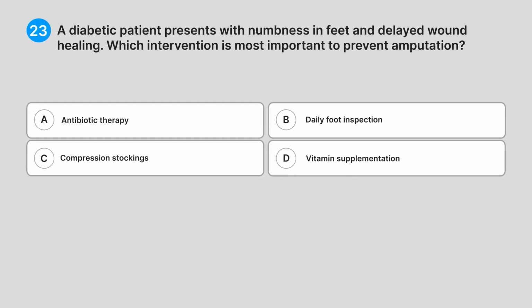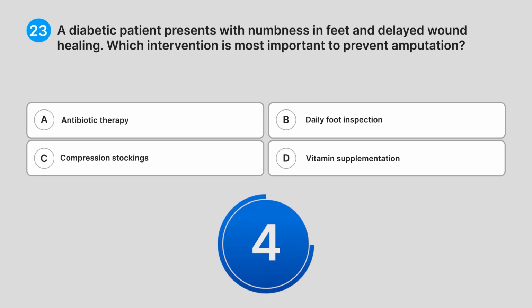23. A diabetic patient presents with numbness in feet and delayed wound healing. Which intervention is most important to prevent amputation? A. Antibiotic therapy. B. Daily foot inspection. C. Compression stockings. D. Vitamin supplementation. Can you guess the answer?